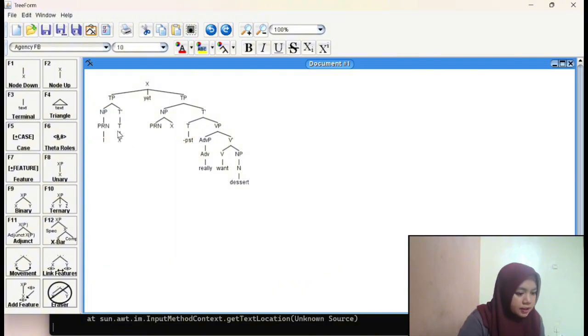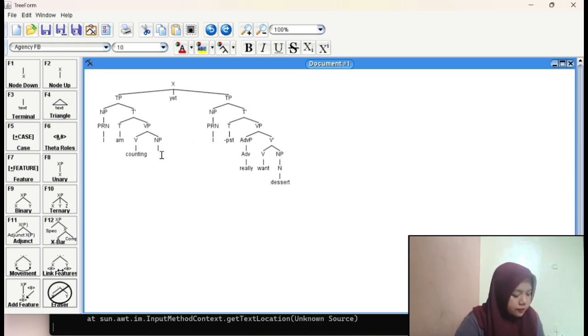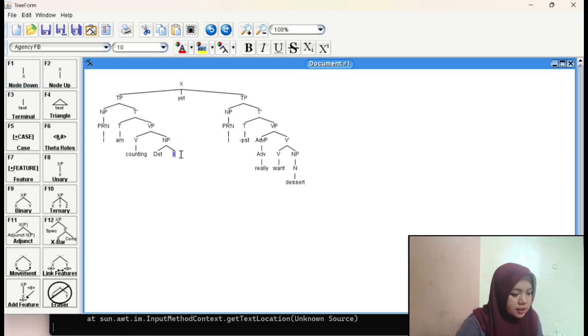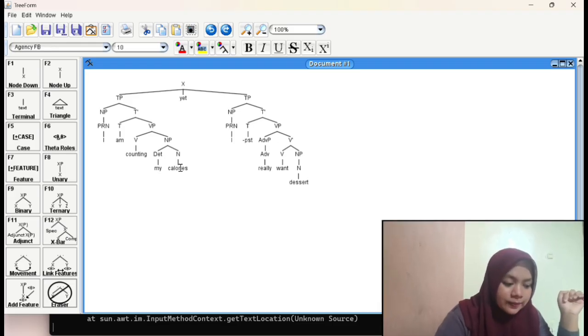Oh, what is wrong with my second form? Wait, we go next to "counting". "Counting" is a verb phrase. We don't have any adverb in here. "My calories." What is "my calories"? It is a noun phrase, right? Yeah. "My calories." "My" is a determiner. "Calories" is the noun. This is how to identify tree forms from a compound sentence using the conjunction "yet".